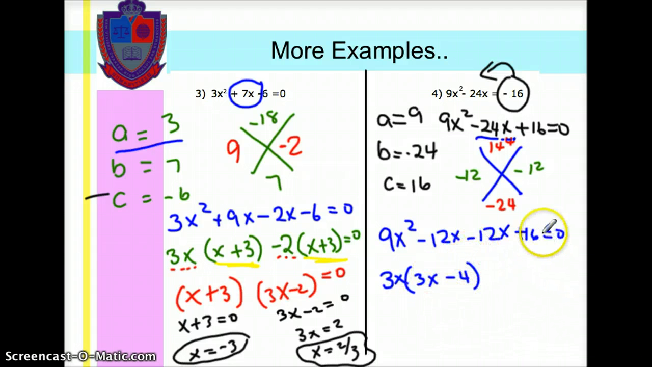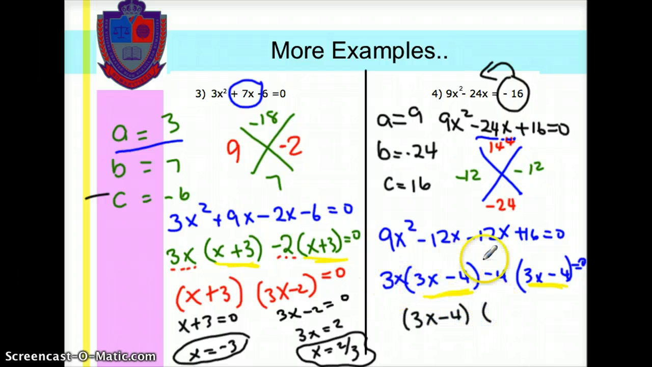Now look at the second part here. What do they have in common? 4. Excellent. So this has a minus 4 in common, and when you take out 4 from this, you're left with 3x. I need a positive, so this has to be a negative, equals 0. And remember what I told you, this and this are always going to be the same. So if I was to write that back, 3x minus 4, and then here, oh, look at that, 3x minus 4 is the same exact thing, equals 0.